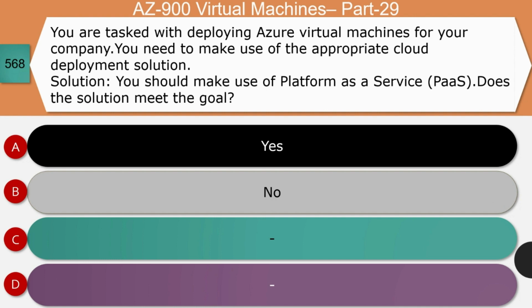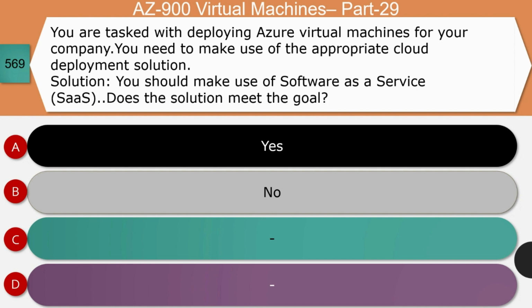Next question, you are tasked with deploying Azure VMs for your company. You need to make use of appropriate cloud deployment solution. You should make use of platform as a service. Does that meet the goal? Is it yes or no? The right answer for this question is no. Let's see the reason. Azure VMs are under the category of infrastructure as a service, and so option B is correct.